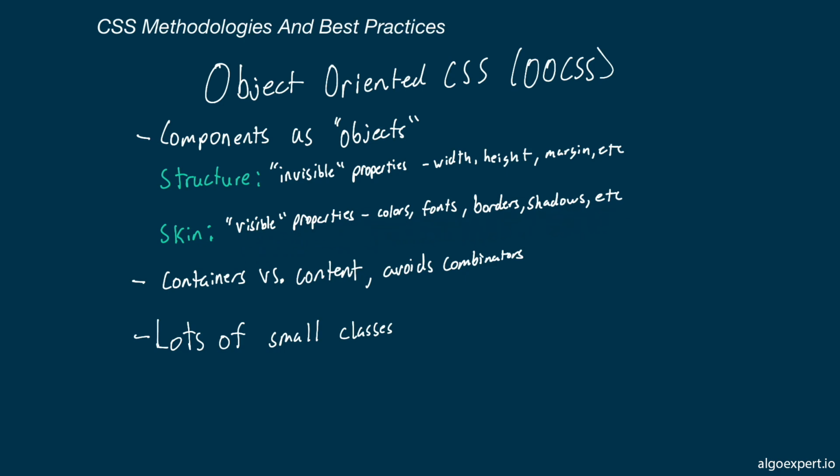Finally, in object-oriented CSS, we make a clear distinction between content and containers. This means that we are avoiding combinators or really any styles dependent on DOM location. This methodology has very similar drawbacks to BEM in that you usually end up with very small classes, which can potentially make the HTML code less readable.